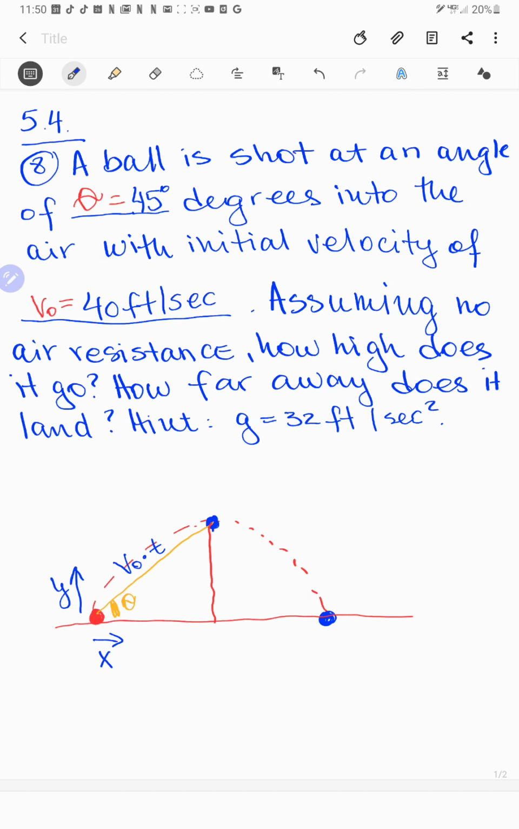And then, assuming that there is no air resistance, we are asked to find how high the ball goes and how far away it lands. And we're given a hint that the acceleration due to gravity is 32 feet per second squared.